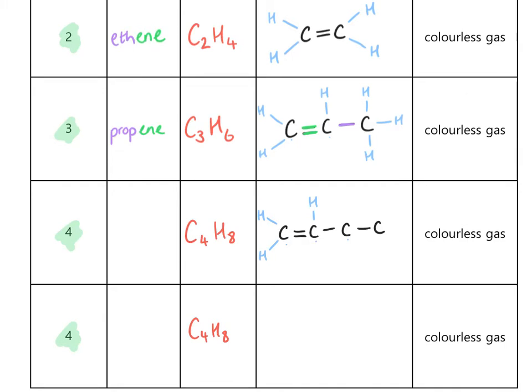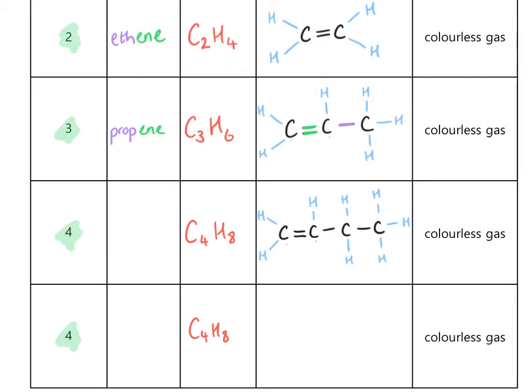Third carbon in the chain, it currently has 2 bonds, 1 to the left, 1 to the right, and so it needs a further 2 bonds. And we'll put hydrogens at the end of that. And then our final carbon in the chain, carbon number 4, has 1 bond at the minute, so it needs 3 more to make a total of 4 bonds. And we put a hydrogen at the end of each of those. So there's our structural formula, and again, it's a colourless gas, as all of these first few alkenes are.